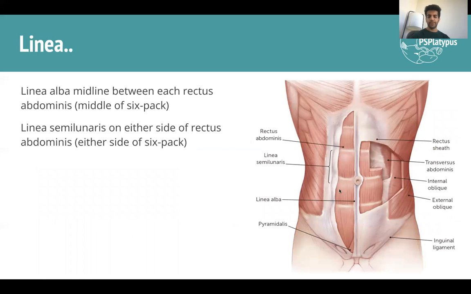Okay, linea, essentially have these vertical lines. So the line running between each rectus abdominis, also like the middle of the six pack, is your linea alba. And then on either side is your linea semilunaris. Just something to know.